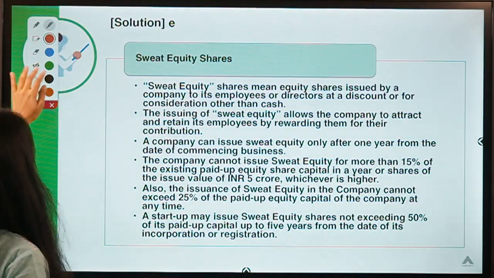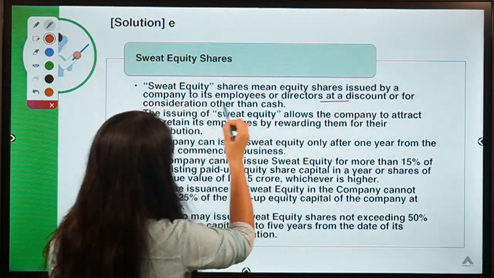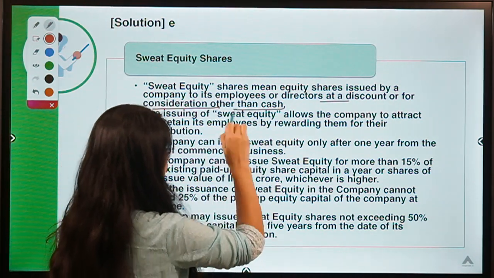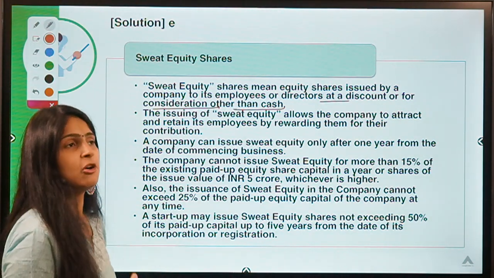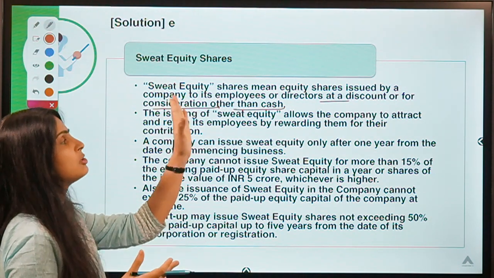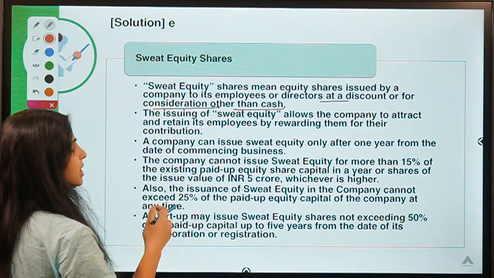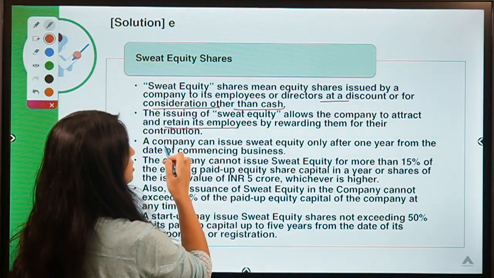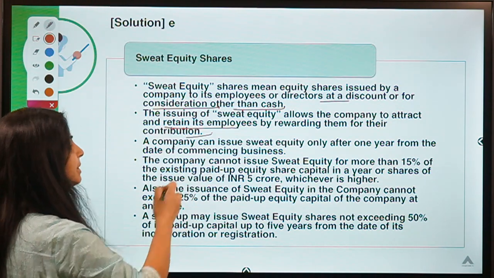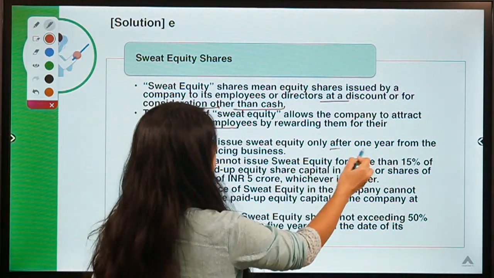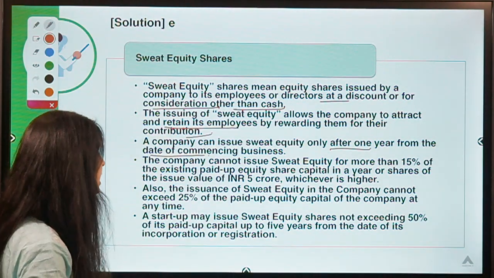Okay, these are equity shares issued by a company to its employees or directors at a discount or for a consideration other than cash. Generally, it is consideration other than cash, because it is assumed that whatever the employee is doing for the company, working hard for the company, is the consideration for issuing these types of shares. So issuing sweat equity shares allows the company to attract and retain its employees by rewarding them for their contribution, right? A company can issue sweat equity shares only after 1 year from the date of its commencement of business. So the company should be at least 1 year old.